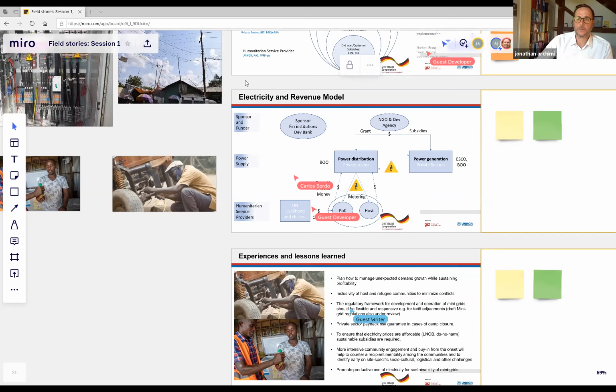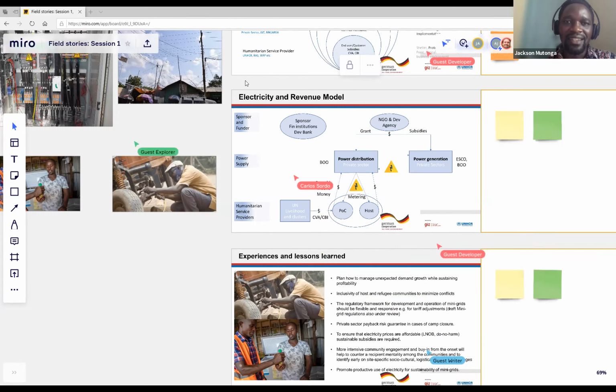Okay, thank you. And thank you very much, Jackson. And who is responsible, in the future or now, for collecting the revenue from the sales of electricity? It is the private sector. The private sector, okay. Yeah, regulated by the Energy and Petroleum Regulatory Authority.